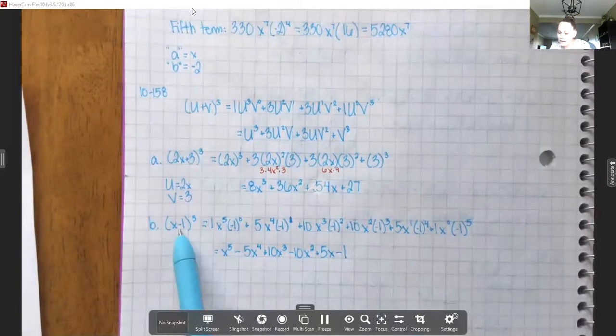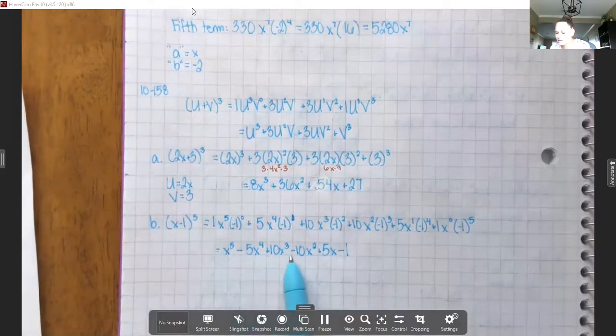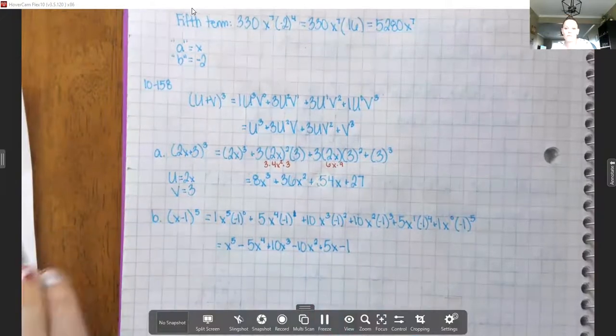And so whenever it's a minus in here, you can see that the signs are going to alternate. It's positive, negative, positive, negative, positive, negative.